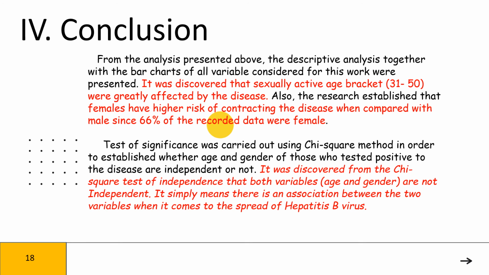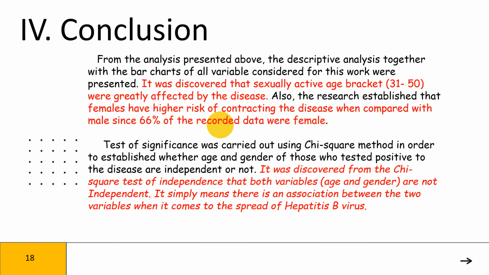In conclusion, it was discovered that the most active age bracket ranges from 31 to 50 years of age, and they were all greatly affected by the disease. Also, the research established that females have a higher risk of contracting the disease when compared with males, since 66% of the recorded data were female. And with the use of the chi-square test method, they were able to establish whether age and gender of those who tested positive for the disease are independent or not.